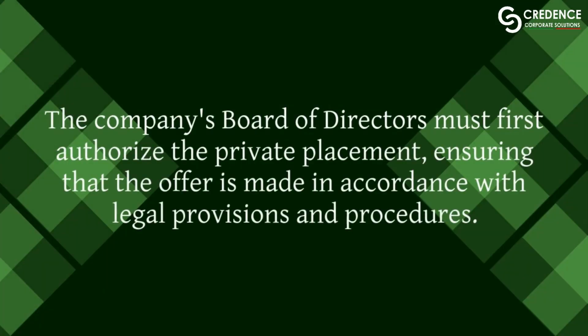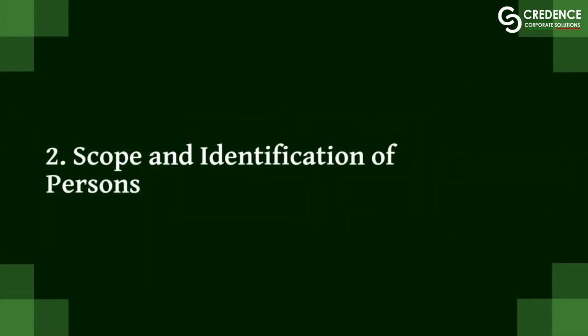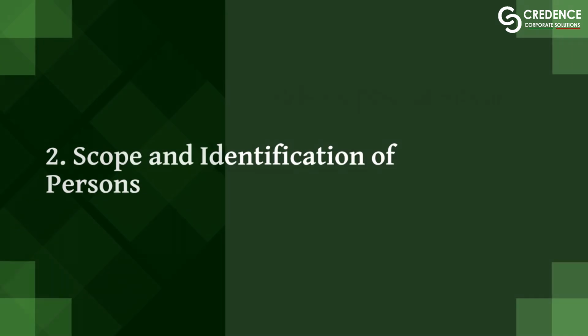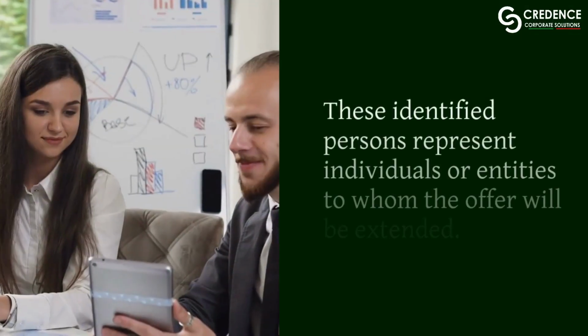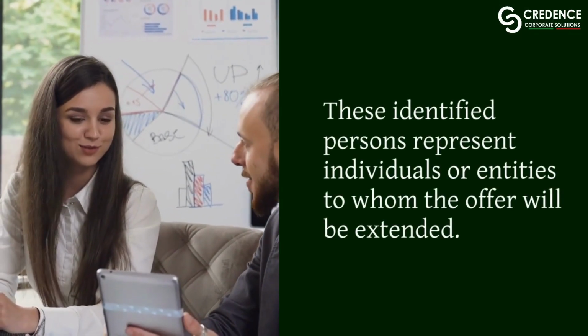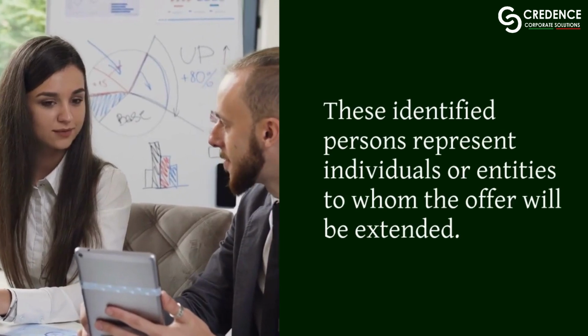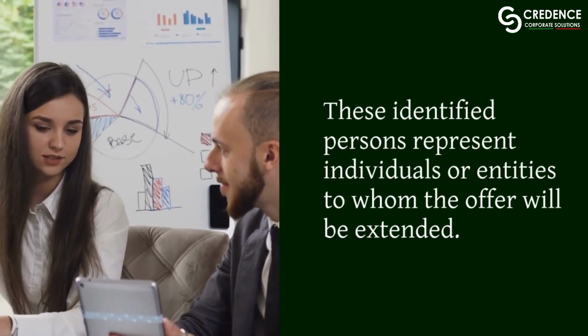The company's board of directors must first authorize the private placement, ensuring that the offer is made in accordance with legal provisions and procedures. 2. Scope and identification of persons. Private placements are restricted to a select group of persons, known as identified persons, chosen by the company's board of directors. These identified persons represent individuals or entities to whom the offer will be extended.